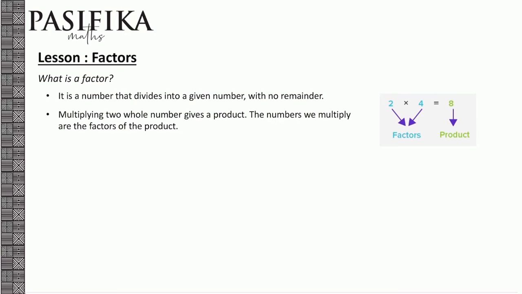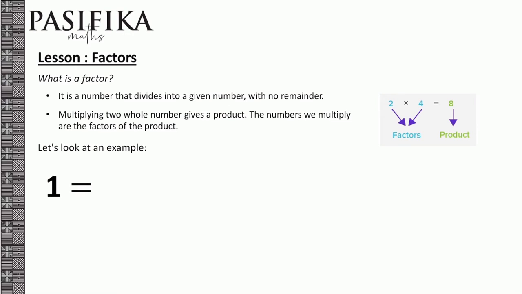What does it look like? Well, 2 times 4. 2 and 4 are factors of 8. 8 is your product. Hence, multiplying two numbers gives a product. The numbers we tend to multiply are the factors of the product. Let's look at an example.